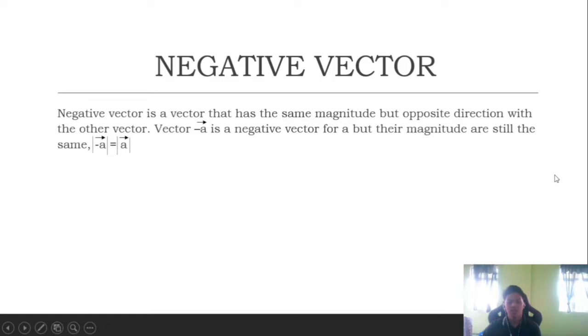Okay, we go to negative vector. A negative vector is a vector that has the same magnitude but opposite direction to the other vector. Vector negative A is a negative vector of A. For A and negative A, the magnitude is still the same.